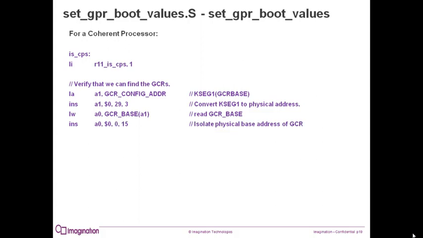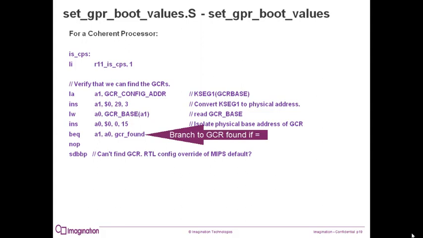The starting address of the GCRs is located in the memory map on a 32-kilobyte boundary, so the lower 15 bits of the address will always be 0. The GCR base register uses the lower bits to store additional information. Therefore, to get the correct physical address, the code needs to clear these bits that are now stored in GPR A0. The code checks to make sure the 2 GPRs are equal and branches to the GCR found function if they are, or issues a debug breakpoint instruction to stop execution.